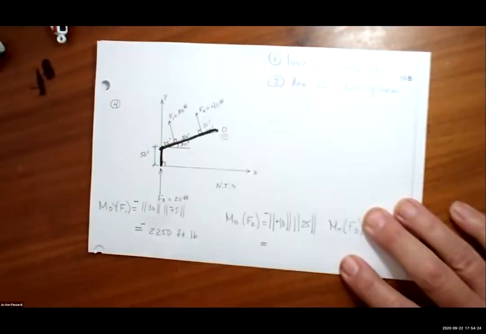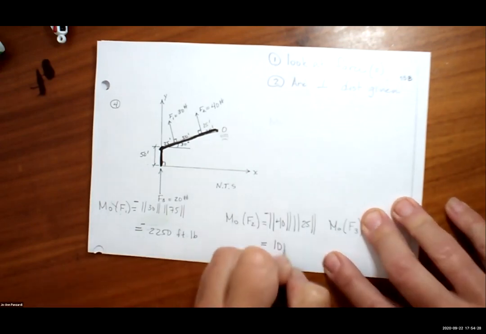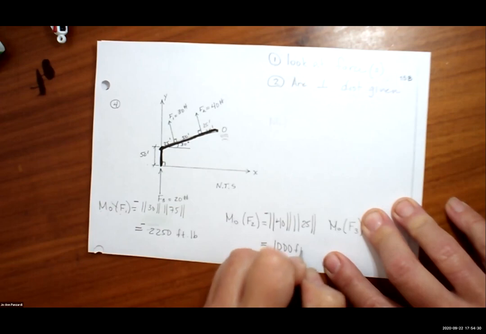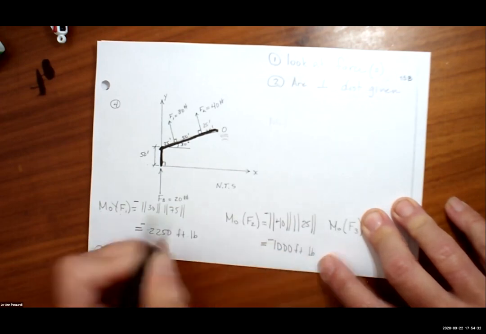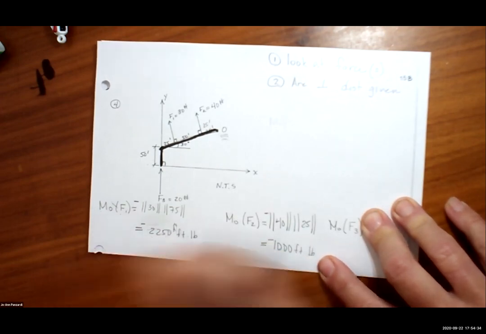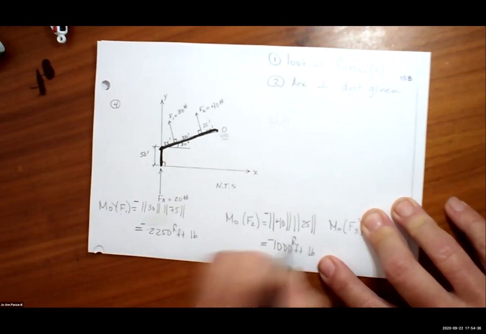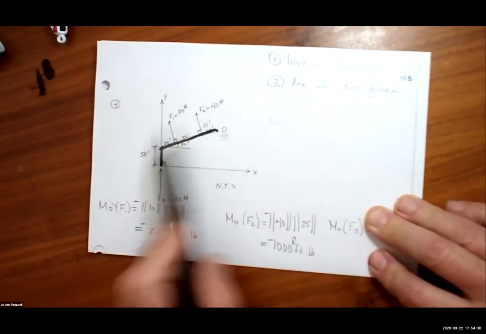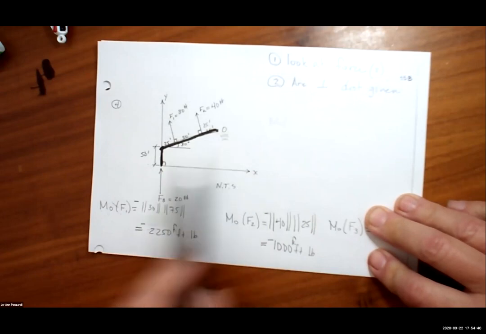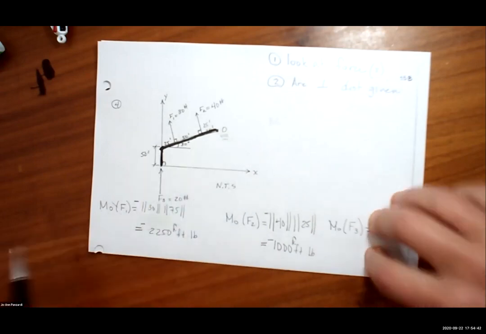Comes out to be 1,000, of course. We should have figured that one out. Foot-pound, negative. And I should put my K here. I have to get in practice of making sure. We know that when the forces and the distances are on the XY plane, the moment's going to be about the Z.